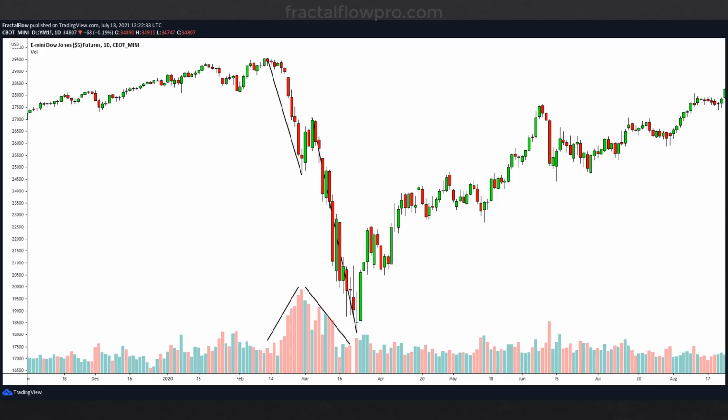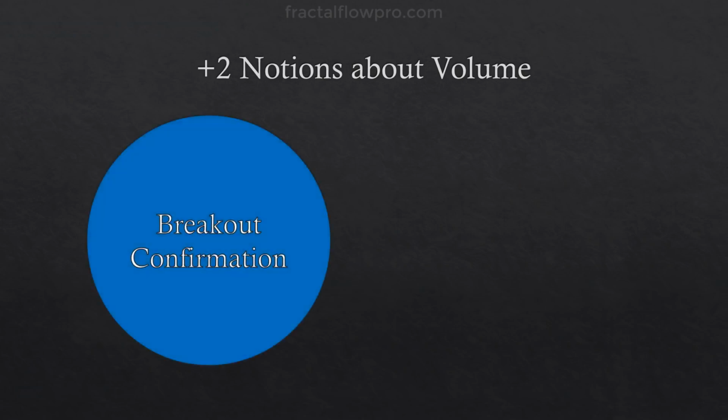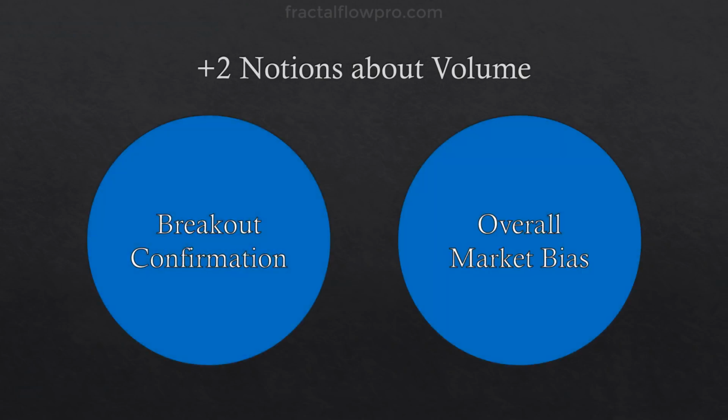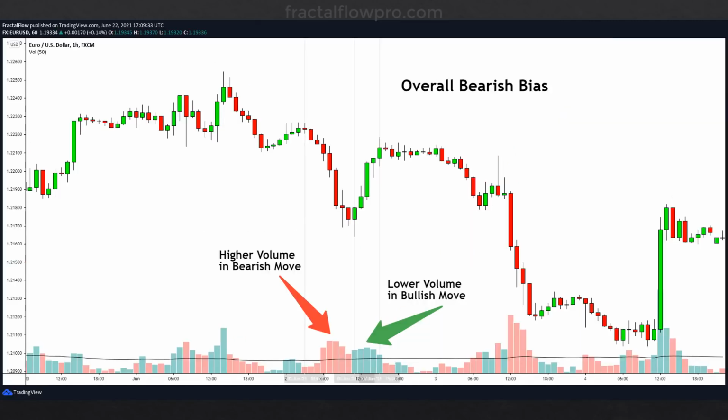Beyond this standard interpretation of volume, an increase in volume can be used as a breakout confirmation or as a proxy for the overall market bias. In this chart, we can see a clear increase in the volume histogram as price breaks below the price channel, therefore confirming the breakout.